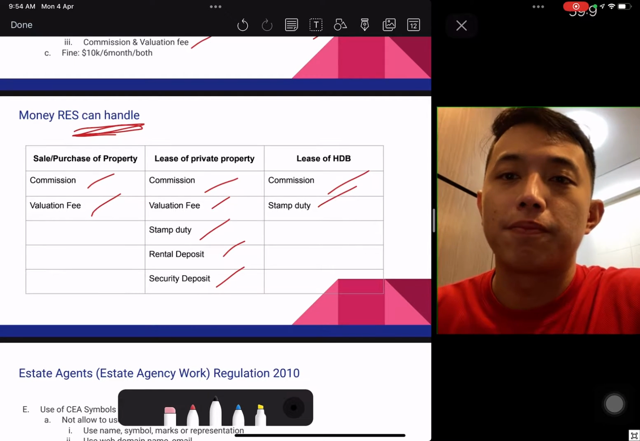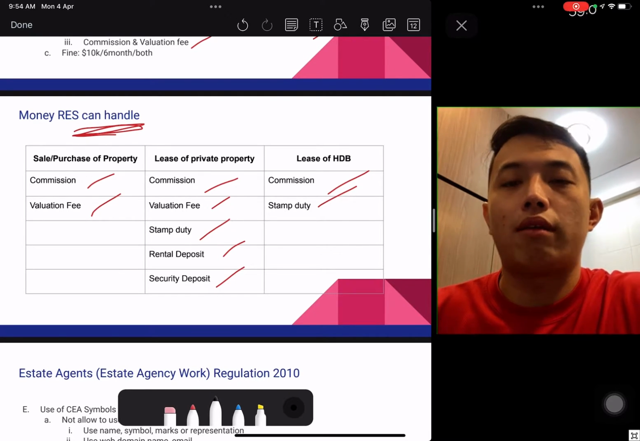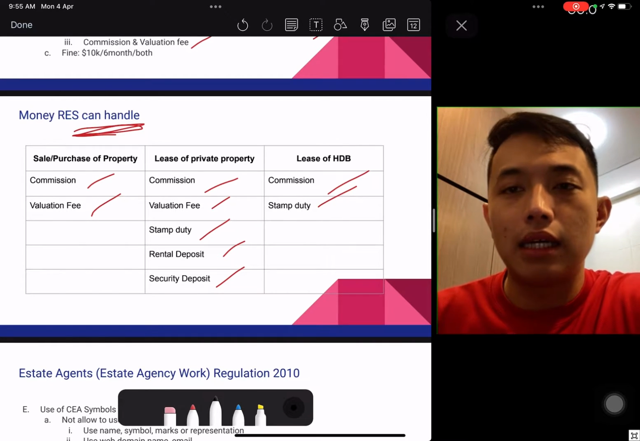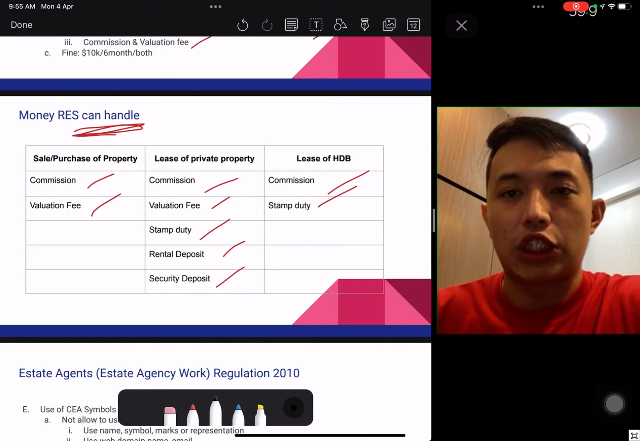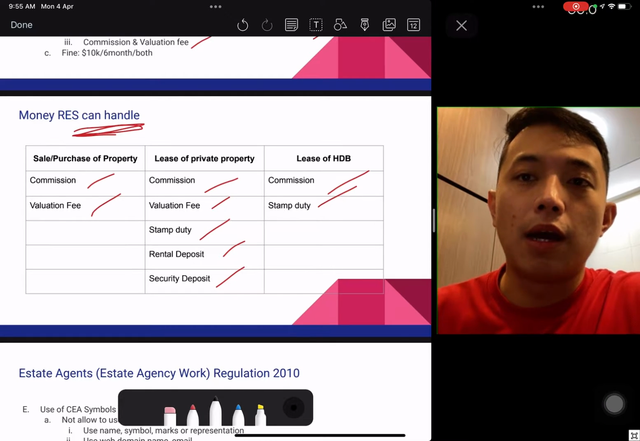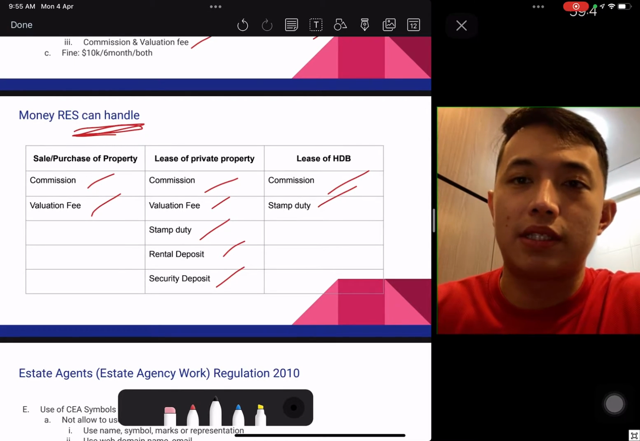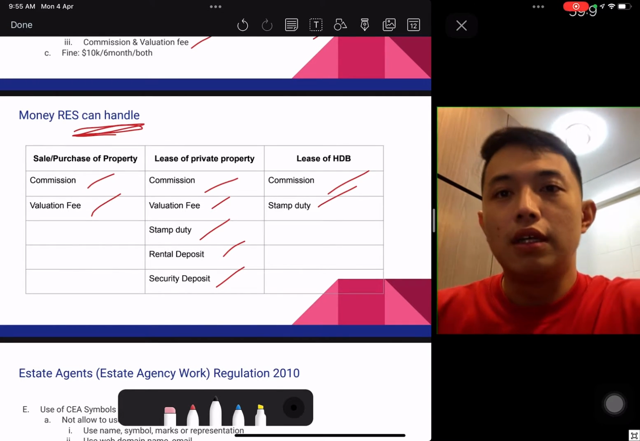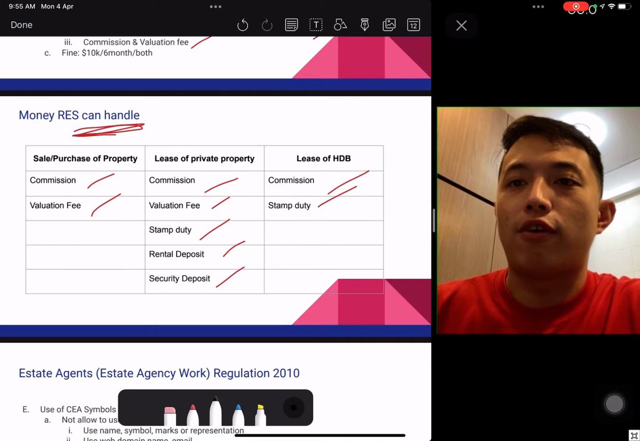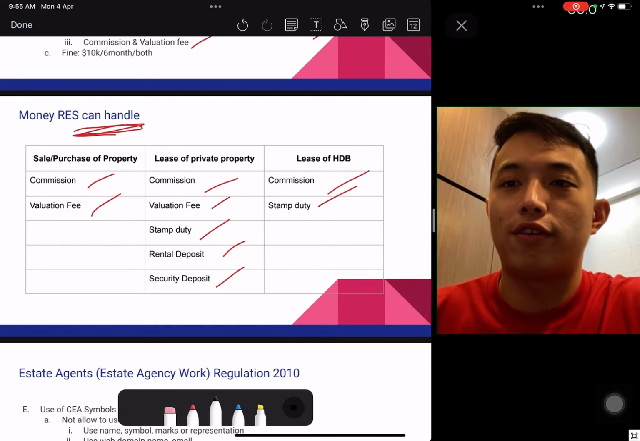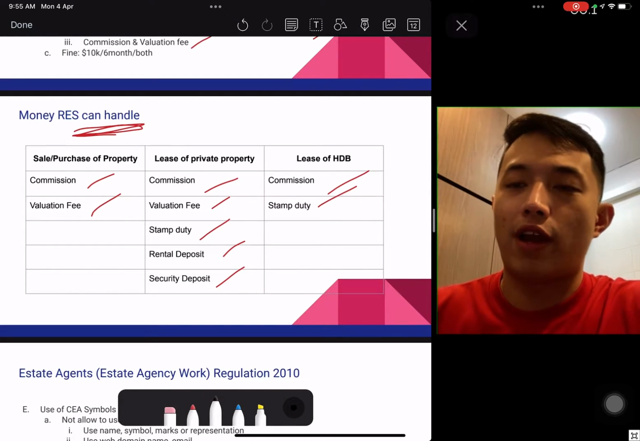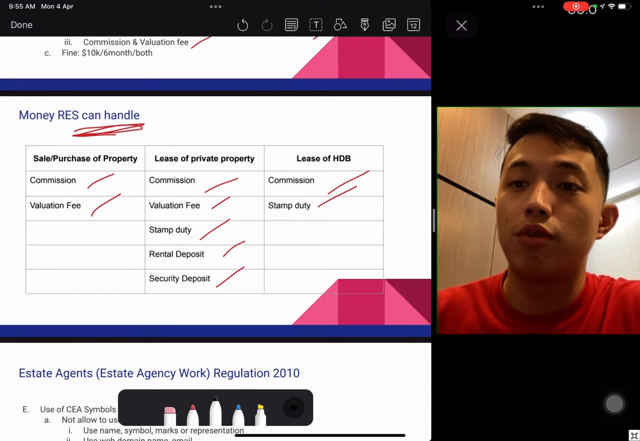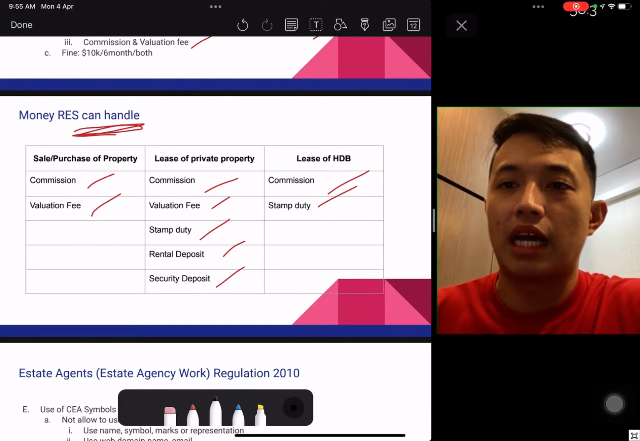Secondly, valuation fee. Valuation fee can be paid by the RES first and reimbursed by the landlord or buyers. For purchase and sales of property, the valuation fee can be claimed back by the buyer itself, so you can collect it back from them. For the lease, valuation fee for private property lease is because they want to know the valuation to find out the annual value, to have the amount of rental out per year. So this can be done.